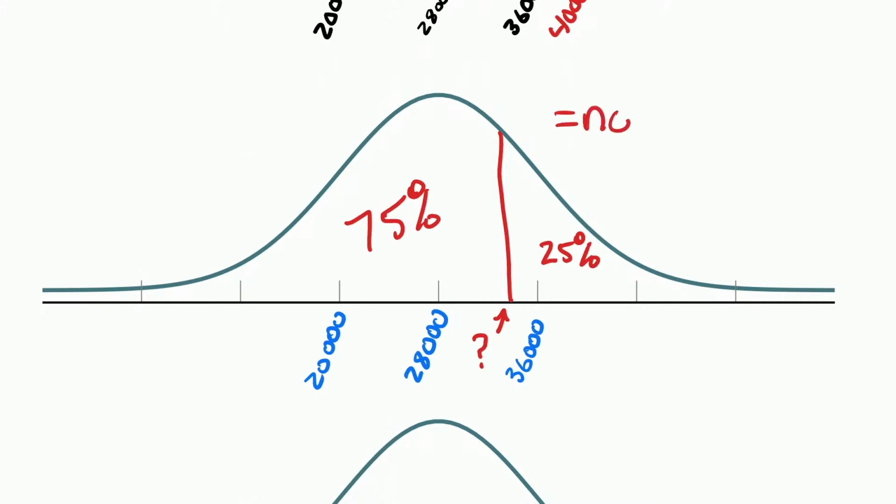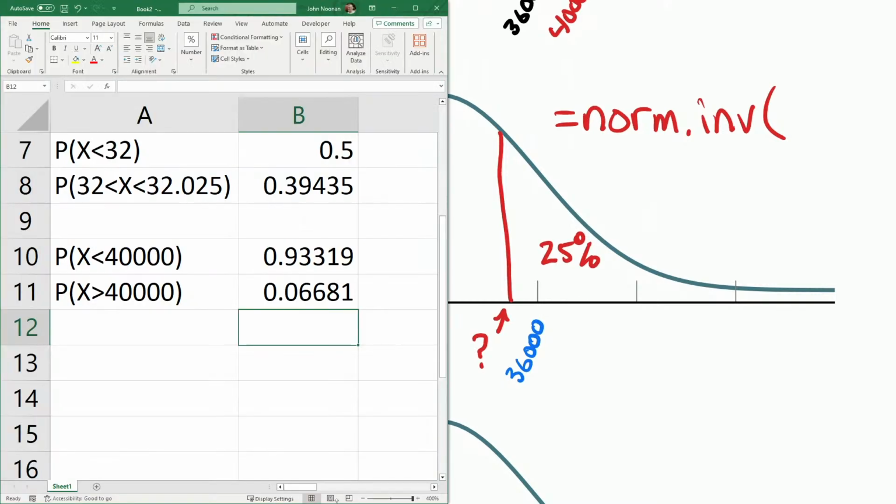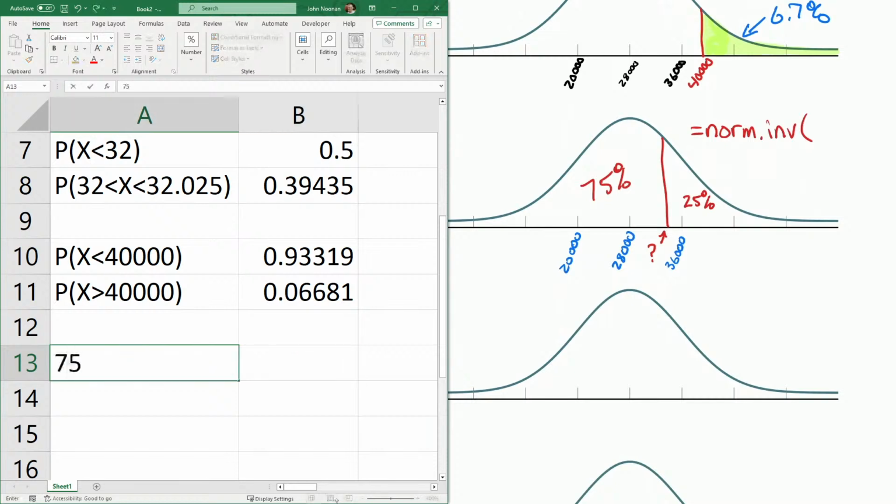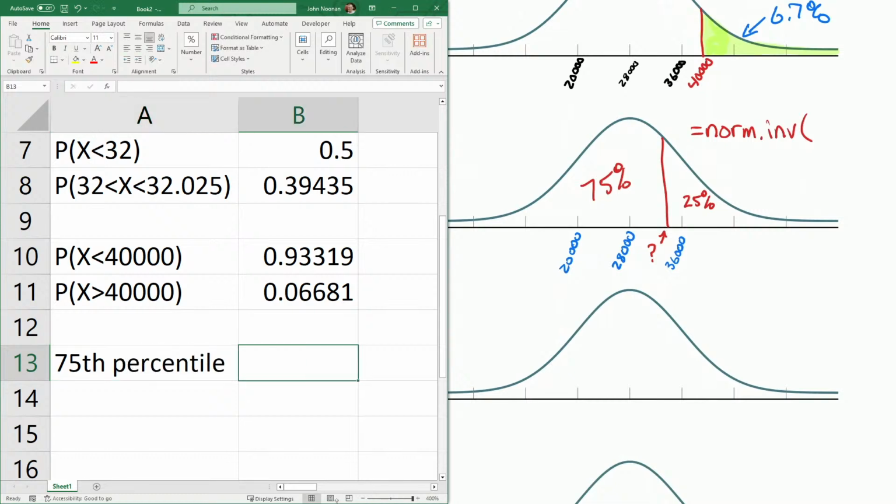Instead of doing norm.dist, you use norm.inv. So that's the way that we're going to set this up. Let me grab Excel so that we can actually do this. There we go. So I'll do this 75th percentile, just so that we can keep track.